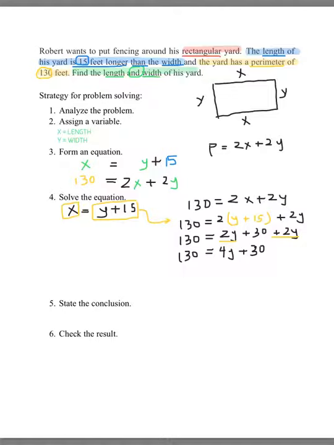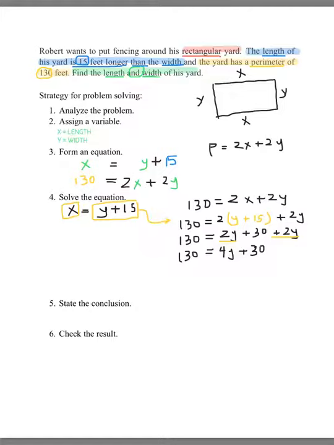So now we're one step away from getting the y by itself. Right now we're multiplying it by 4. We want to undo multiplication. The way we do that is through division. So we divide both sides by 4. On the left hand side we end up with 25, and that's going to be equal to y. So that's going to be our solution for y.